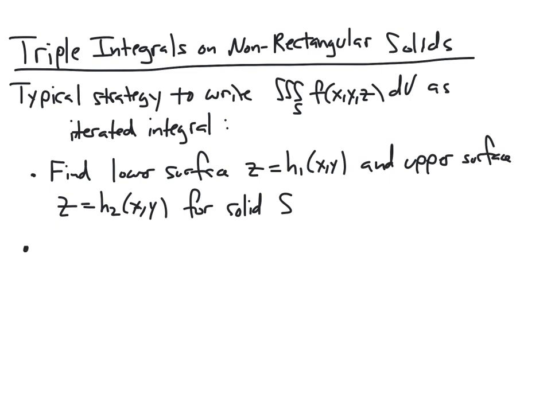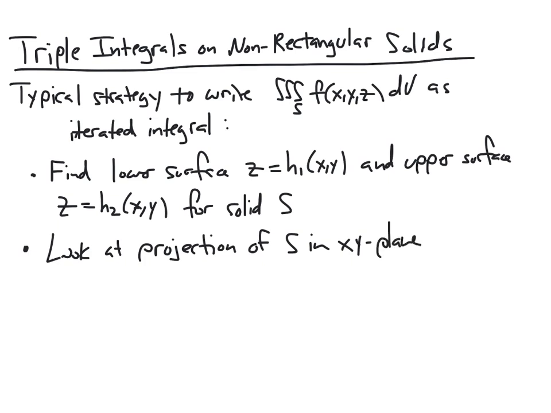And so once we find that our solid lies between these two surfaces, then we can look at the projection of the solid in the xy plane. Our first step has taken care of the z dimension of the solid. So now we're going to focus on the xy dimensions, which we can look at just in the xy plane. So we look in that projection. We're just talking about the shadow of the solid in that plane.